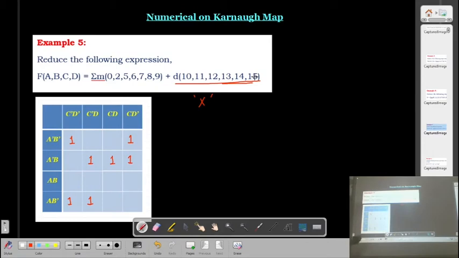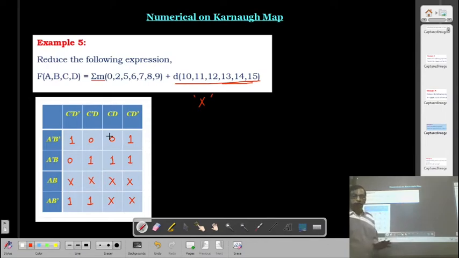So where is number 10? This one is 8, 9, so 10 is there. I will mark the cross. 11, again it is a cross. 12, 13, 14 and 15. Okay? So it is a don't care condition. Now mark a cross. And in the rest of the positions, we will have a 0. So in this way, if this kind of expression is given, then you can fill up the Karnaugh map like this.